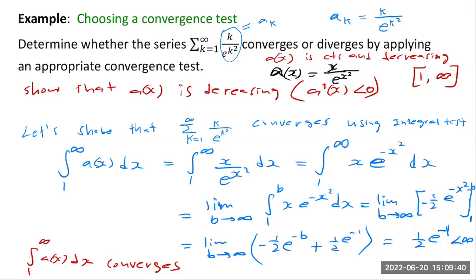Okay. Thus, the original series, k goes from 1 to n, k over e to the power k squared, also converges. By what? By the integral test. I'll write IT for integral test. Okay. All right. That completes that example. Let's move on.